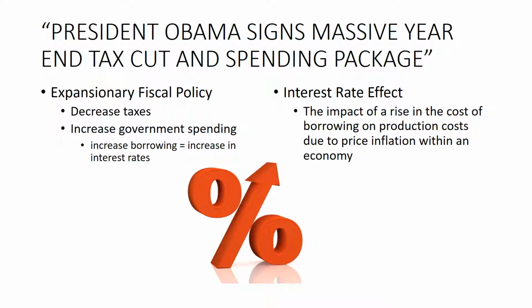As I mentioned previously, expansionary fiscal policy is a decrease in taxes and increase in government spending. With the $1.1 trillion funding bill President Obama has agreed to, the question arises of where this money will come from. The answer is the money will be obtained from borrowing. When borrowing occurs, interest rates increase. The interest rate effect is the impact from the increased amount of borrowing experienced by the economy.